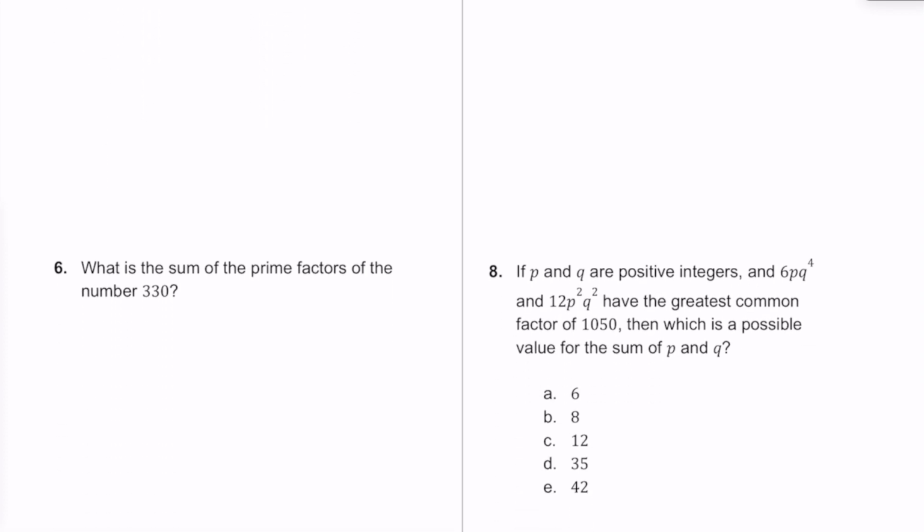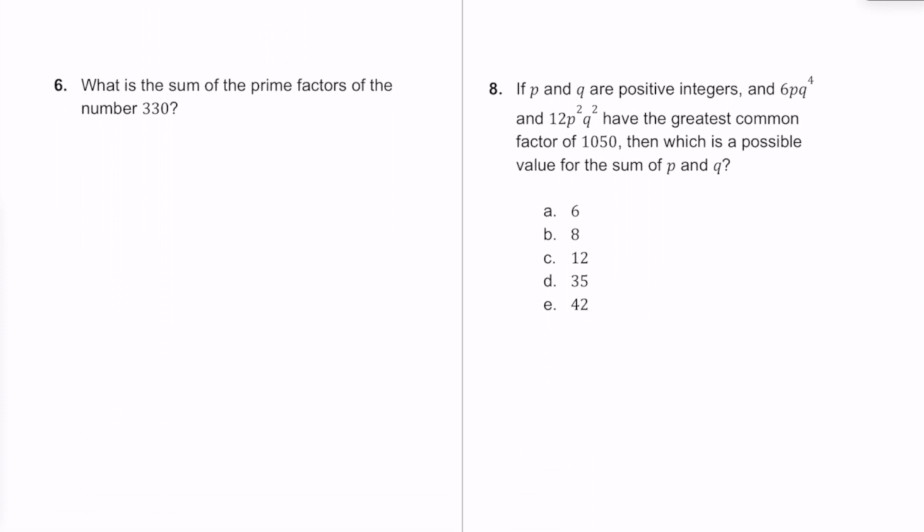All right, moving on. Here is number 6. For number 6, it says, what is the sum of the prime factors of the number 330? So first, I would just go ahead and start writing prime factorization for this. So 330, we can break this up into 10 times 33, make a little factor tree here. 10 will break up nicely into 5 times 2. These are both prime numbers, so I'm just going to go ahead and circle them. They can't be broken down anymore.